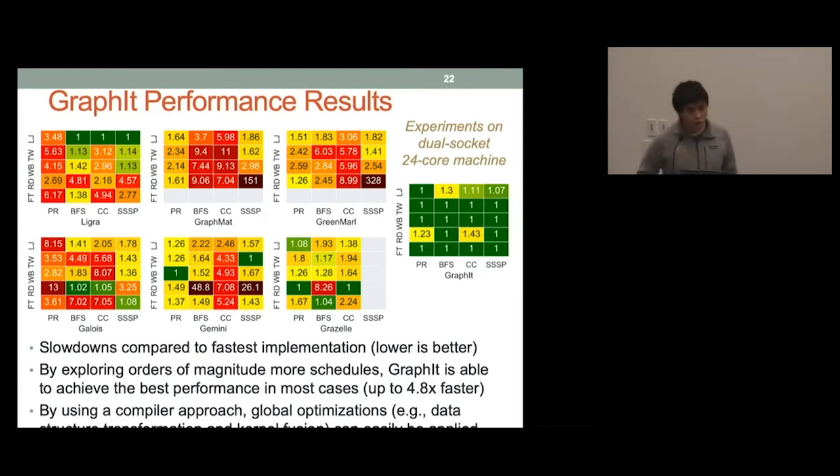So the LJ dataset is LiveJournal. It's a pretty small graph. Currently, GraphIt actually matches the performance of Ligra. There was some optimization that we didn't do earlier with regards to memory allocation for this small graph. It actually matches it now, yeah.